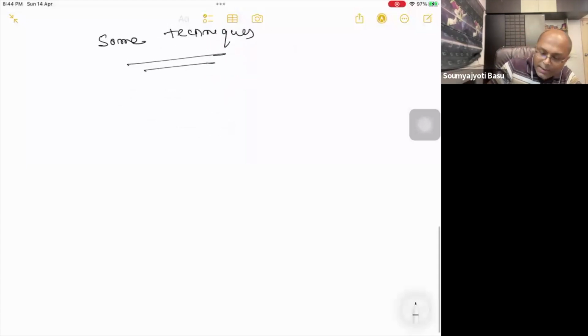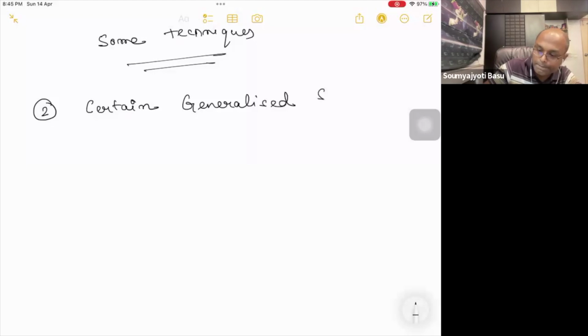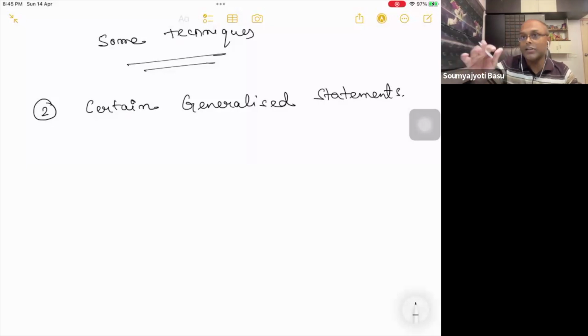The next type of inequality is certain generalized statements, okay? So this type of inequality is not confined to variables or finding out the value of the variables where the function is not equal to something. These are more generalized ones. Let me give you an example, okay?